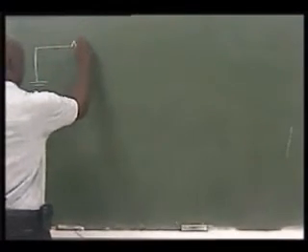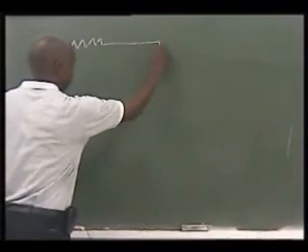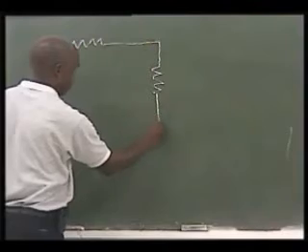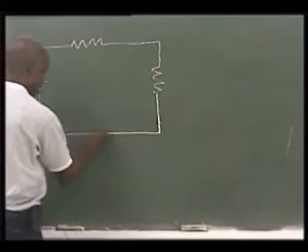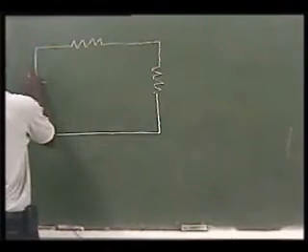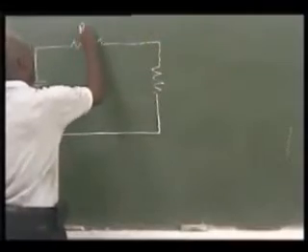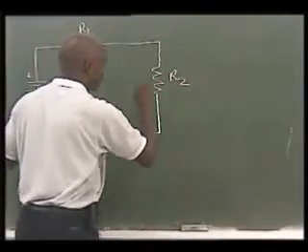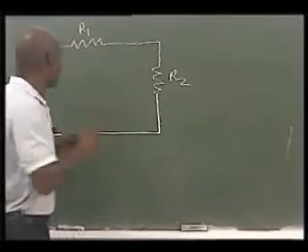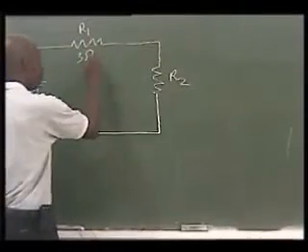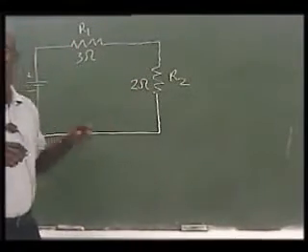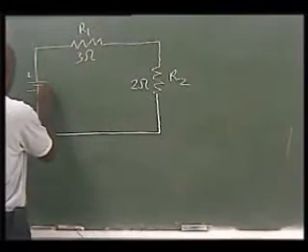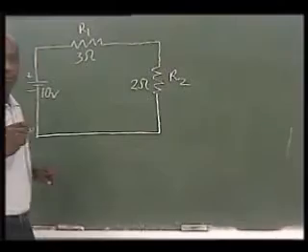We have a source or a battery. We have two resistors. Okay, we're going to call this resistor R1 and we'll call this resistor R2. We're going to give R1 the value of 3 ohms and we'll give R2 the value of 2 ohms. Our source, the battery, we are going to call it 10 volts. Okay?